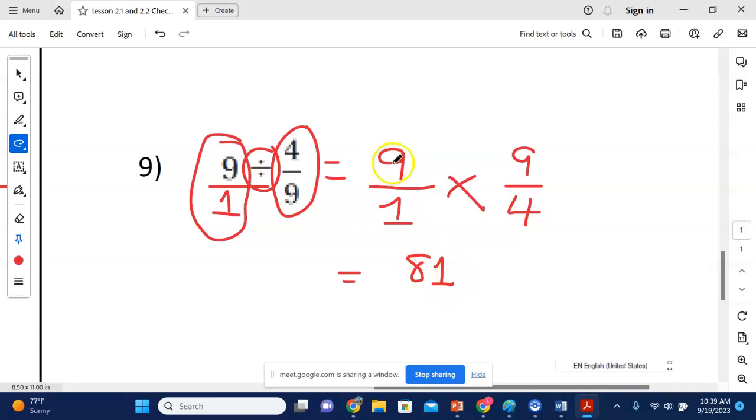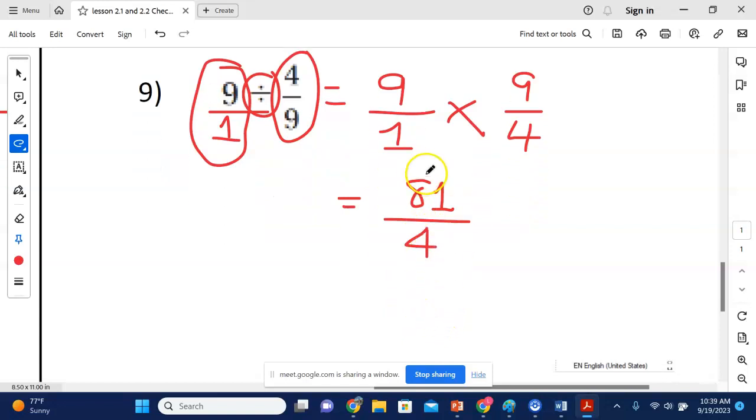81. Well, if you look at this, you know that 9 and 4. 4 doesn't go into 9, 9 doesn't go into 4. There's no GCF, so you know that you're not going to be able to reduce them at the end. But, however, the numerator is what? 81, and the denominator is 4. So the numerator is bigger than the denominator, so you can go ahead and turn that into a mixed fraction. Okay? What's 81 divided by 4?